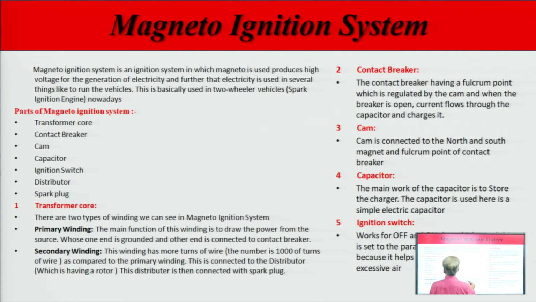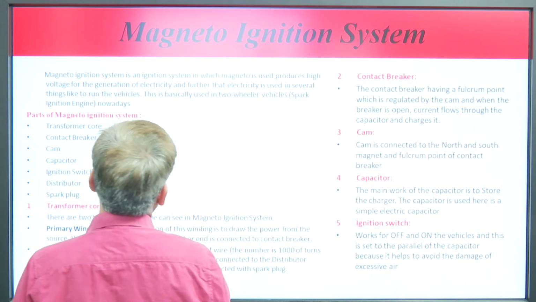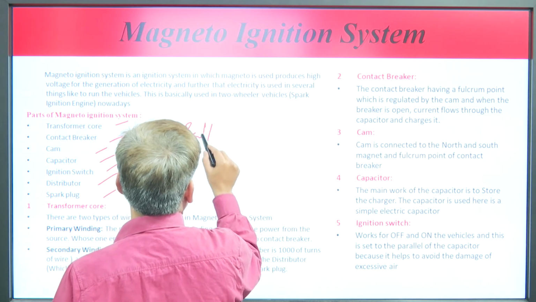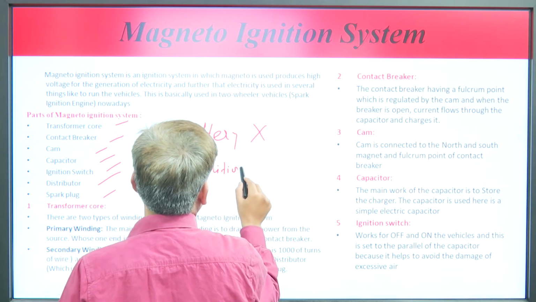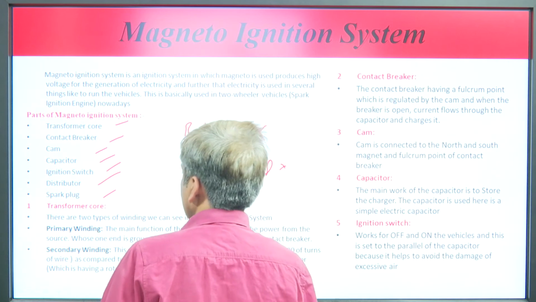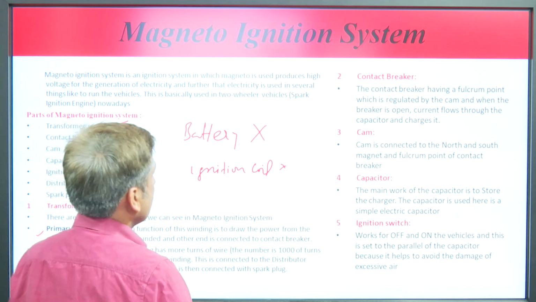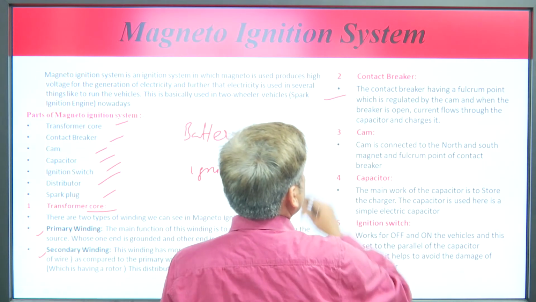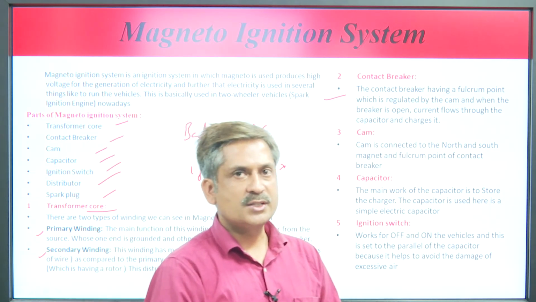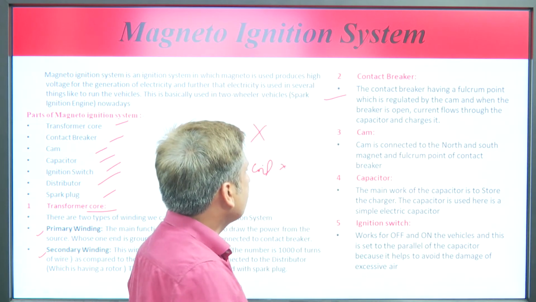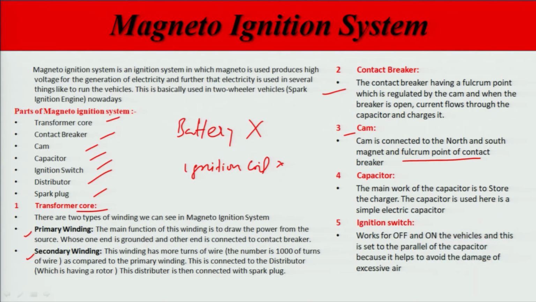Here are the parts: transformer core, contact breaker, cam, capacitor, ignition switch, distributor and spark plug. Here the battery is not there, and the ignition coil is also not here. The transformer core, you know, is the step up with primary winding and secondary winding, we have discussed this. The contact breaker, we have discussed it, is to break the current flow through the capacitor and the charging or discharging of the capacitor. The cam is connected to the magnet and the fulcrum point of the contact breaker.